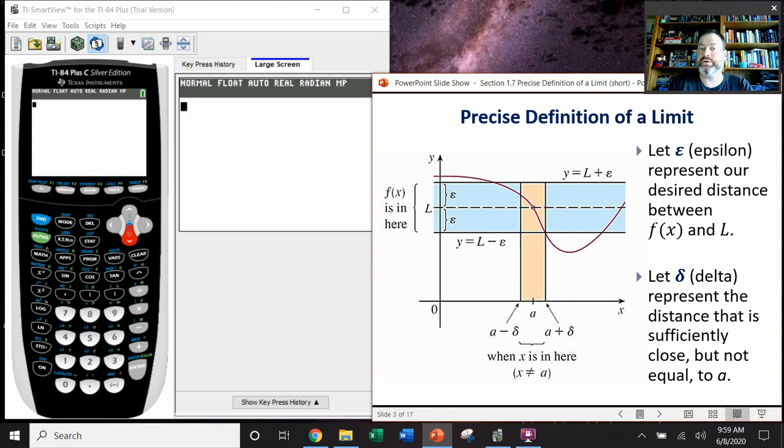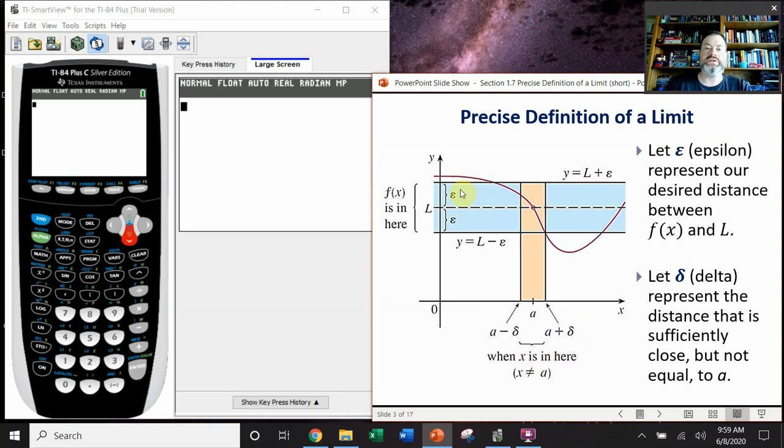There are two different proofs that we're going to see today. One where you're just finding a value of this delta down here. And another one where you're proving that the limit exists at some particular point. So let's see how that works.